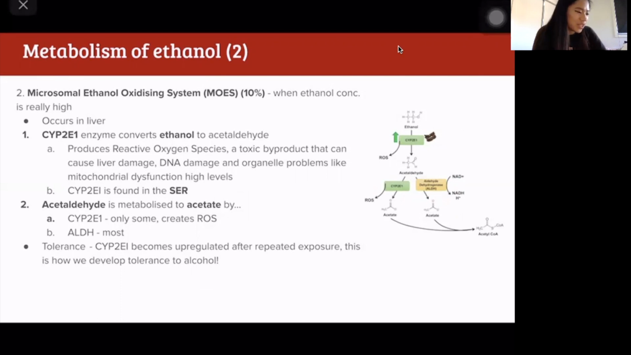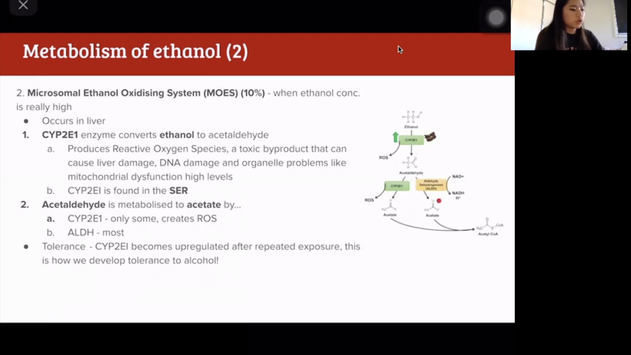CYP2E1, which is found in the SER, the smooth endoplasmic reticulum. And when it converts ethanol to acetaldehyde, it produces ROS, so reactive oxygen species. It's also a really toxic byproduct and can cause things like liver damage, DNA damage, and organelle problems. And then this acetaldehyde is converted to acetate using either the same enzyme again or using ALDH, which is used in the previous pathway, and most occurs with ALDH.